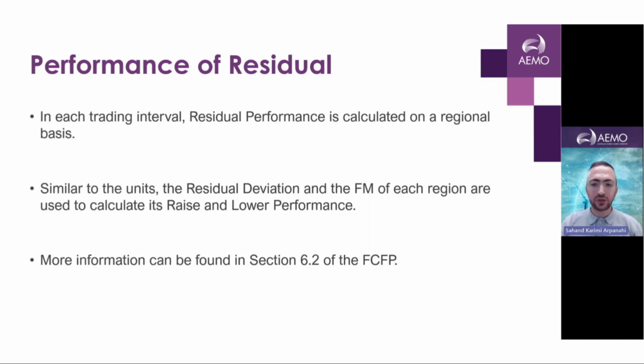In the FPP, we should also determine the performance of units that do not have appropriate 4-second metering. To do that, we calculate the performance of residual in a similar way to units with 4-second metering. In other words, in a 5-minute trading interval, we use the residual deviation and the frequency measure in each region to calculate raise and lower performance of residual in that region. You can find more information about the performance in section 6.2 of the FCFP.